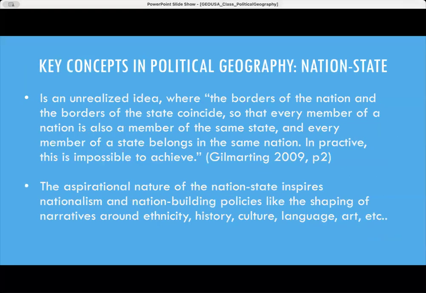And the idea of the nation state, again, mentioned this early on in the course, is an unrealized idea. It's an ideal form, where people think of the aspiration of the nation state as a government where everybody shares the same history, the same culture, the same language, the same art, the same narrative around ethnicity. But historically, there are very few countries in the world where you could say that the people that live within it only encompass one national group. That's very rare.